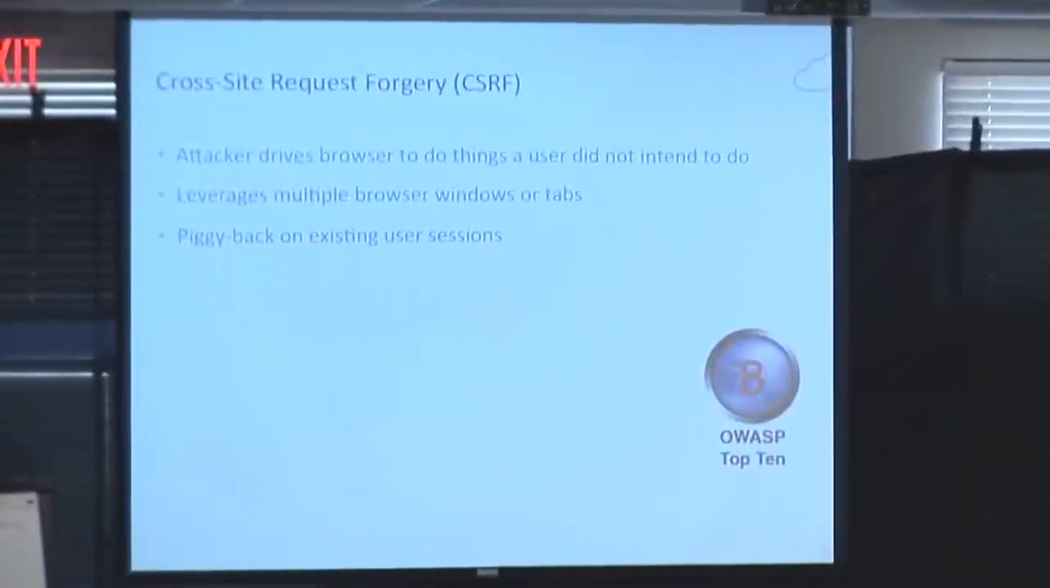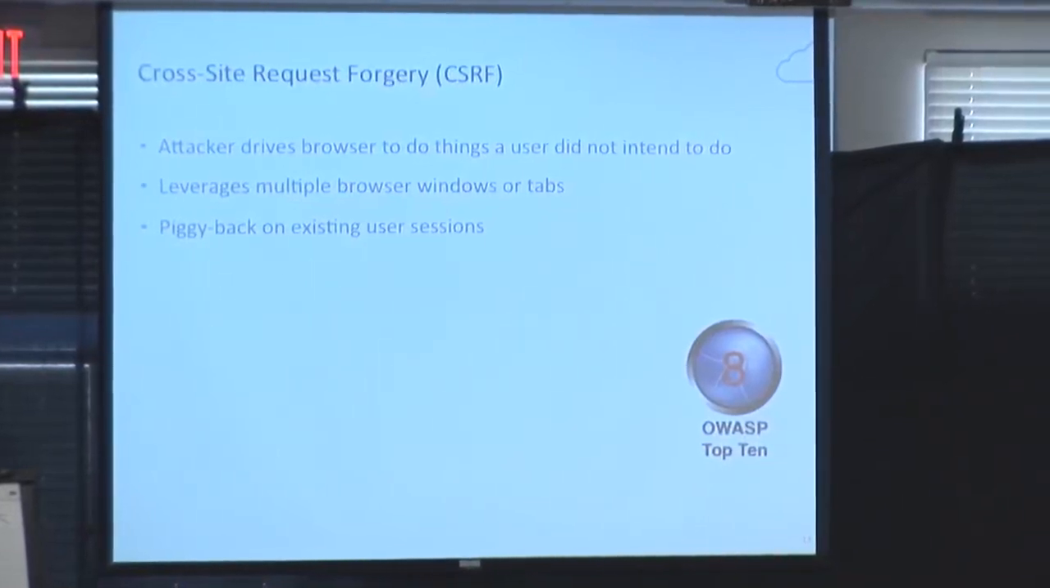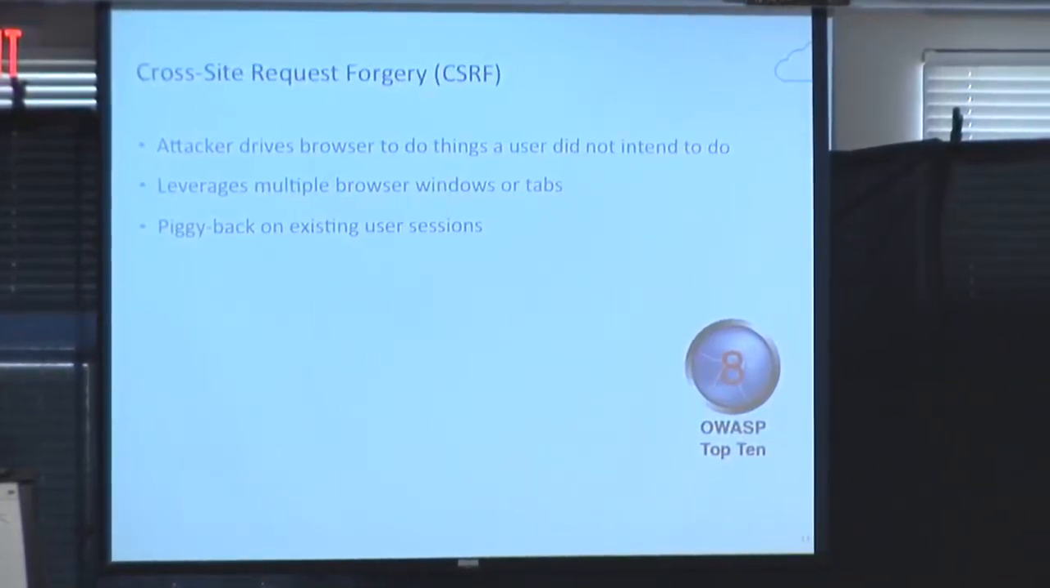All right, moving on to number 8 on the OWASP top 10. This is cross-site request forgery. This is where the attacker drives the browser to do something the user doesn't want to do. It leverages the fact that people may be using multiple sessions at the same time. So I might be logged into my webmail, and then I go surf to some other page. And if I happen to hit an attacker's page, the attacker can send a request that says, oh, delete my webmail account over to the webmail server.